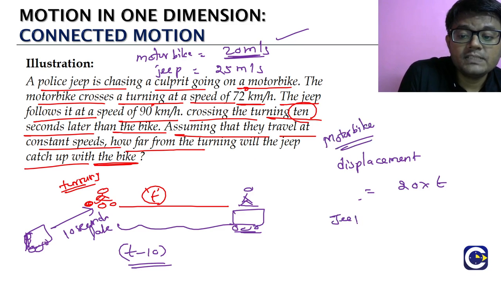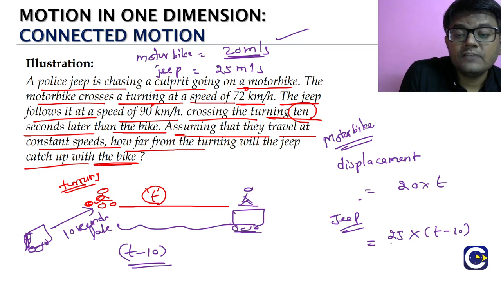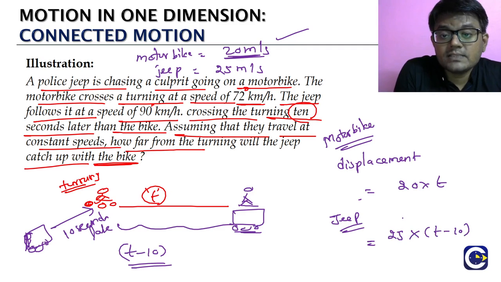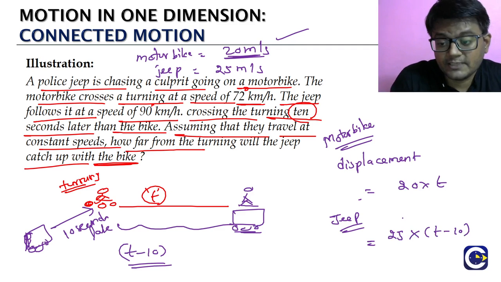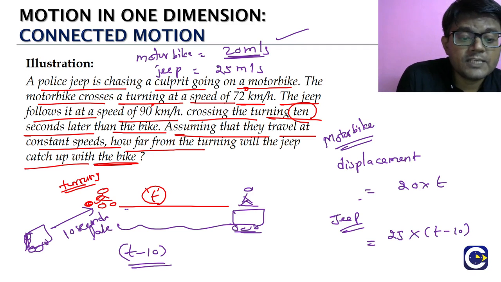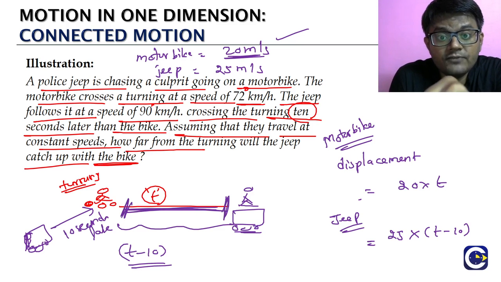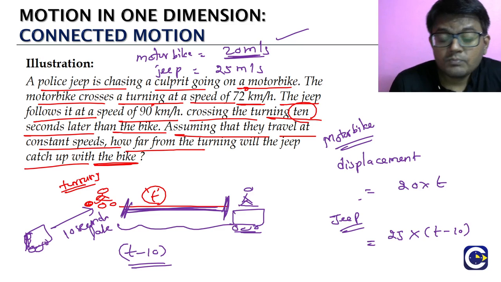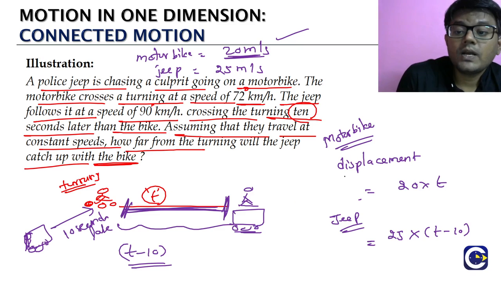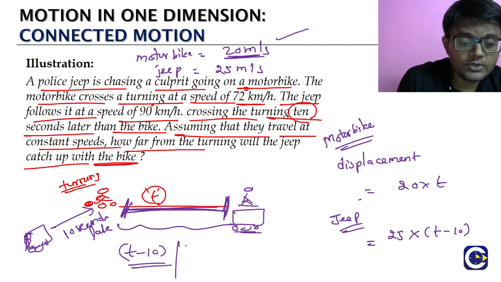What about the police jeep displacement from the turning point? It will be what? The speed of that police jeep, 25, into the time of journey for the police jeep. It is coming 10 seconds late, means time of journey will be only t minus 10. Now both these displacements or the distance covered will be equal, right? From the turning point, both will be ending up at the same location, means the distance covered or the displacement of the thief on the motorbike will be equal to that of the police on the jeep. Okay, so we have to simply equate both of them. So what we are going to get, look at it.